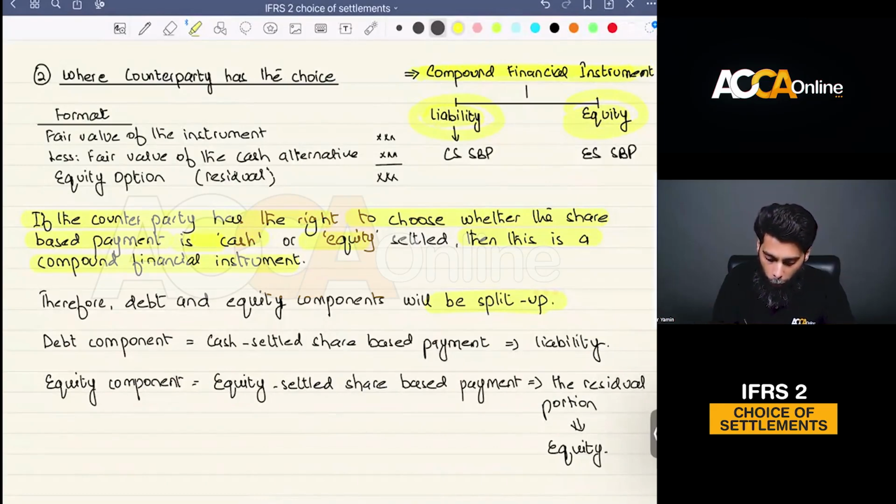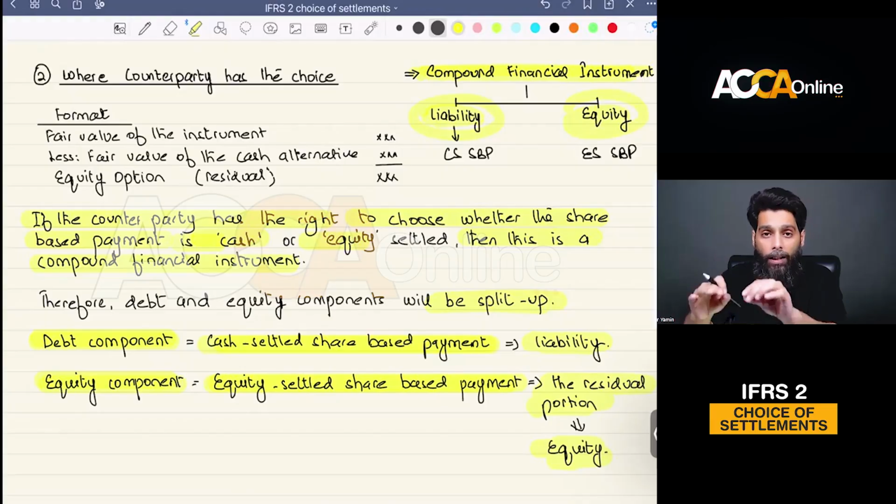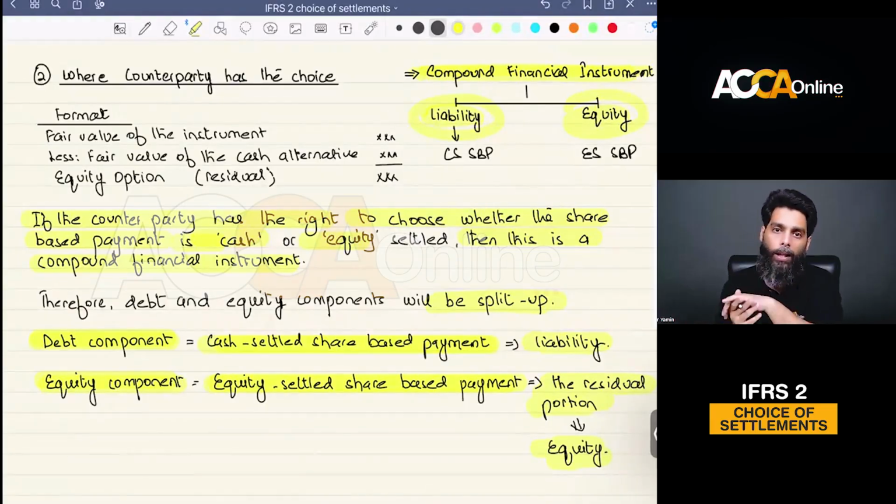The debt component will be treated as a cash settled share based payment, and hence you will be recognizing a liability on that portion. The residual portion, the remaining portion, will be the equity component. It will be treated as an equity settled share based payment. And remember, it will be the residual portion that will be treated as an equity. Do you guys understand that we are going to do split accounting? I mean, you would be thinking, sir, how we are going to do split accounting?